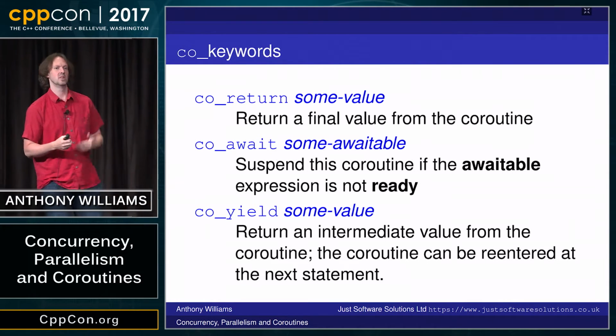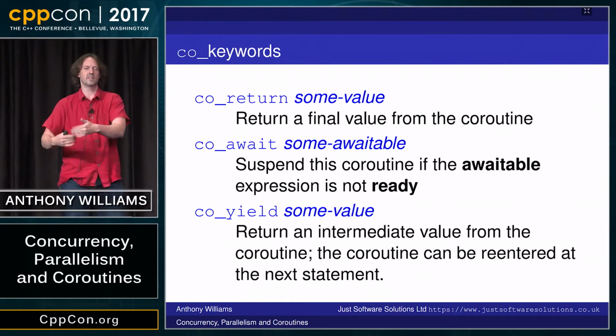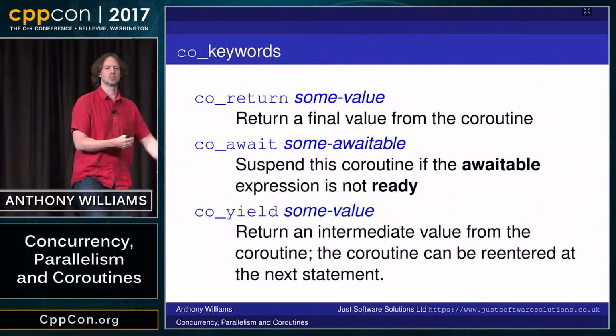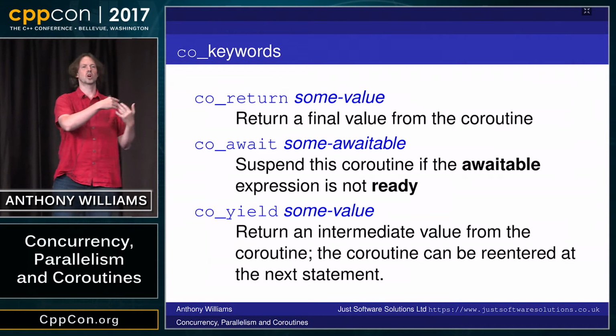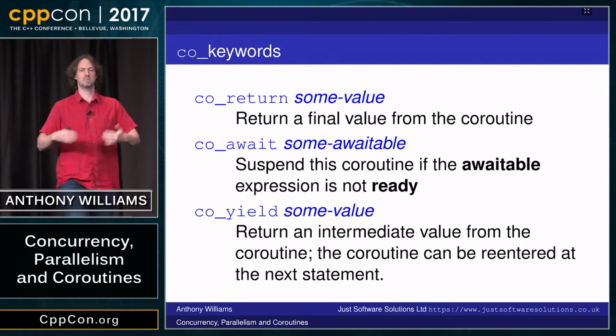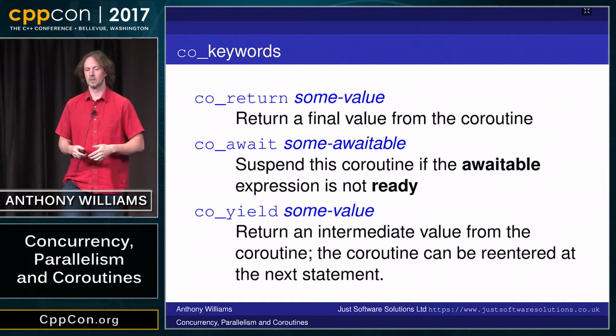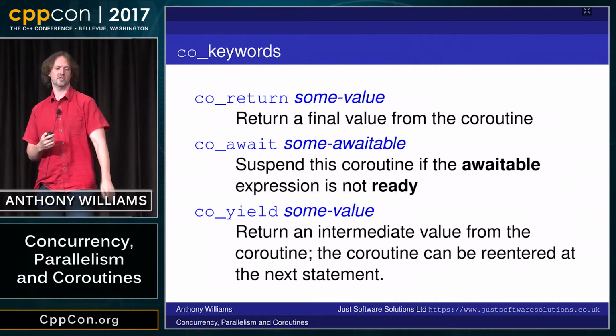Co_yield is similar, but the intent is that you yield with a value, and so that value then gets somehow propagated out to your caller with the proviso your coroutine is now expecting to resume on the next line. So this is different from a return. It's expecting to resume, and it will then carry on straight away from the following line.